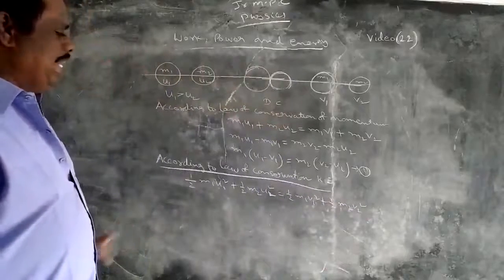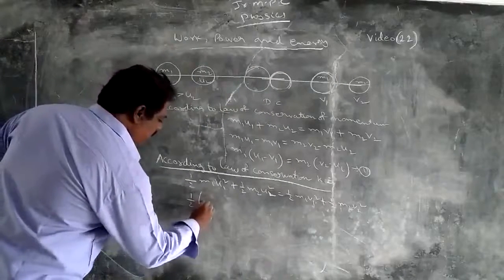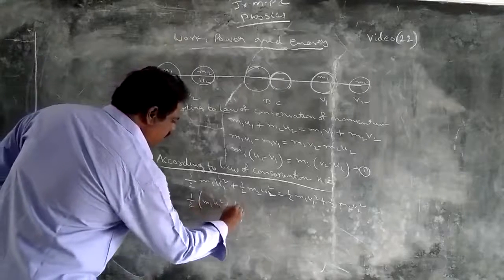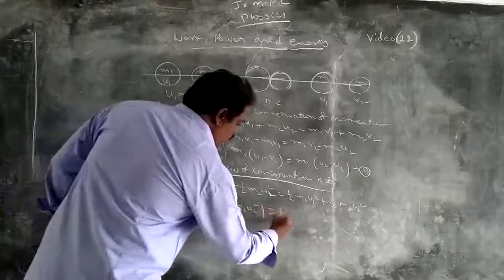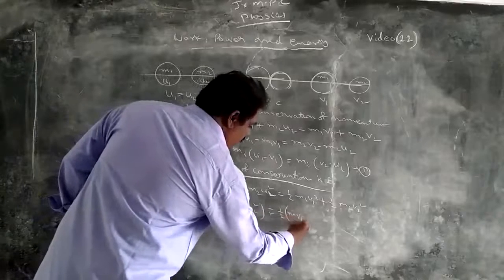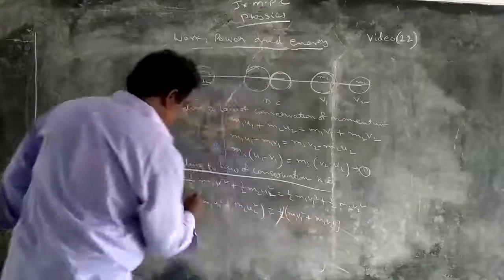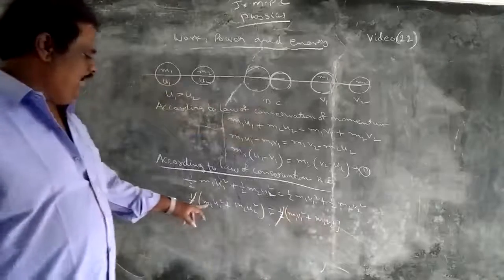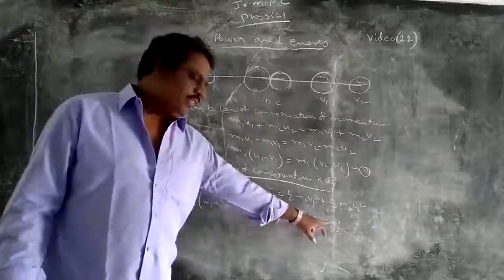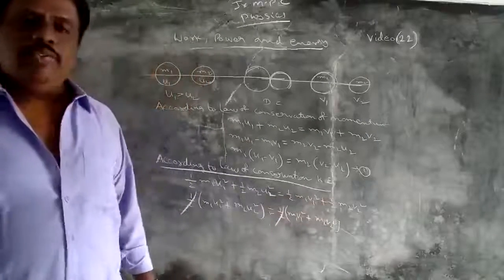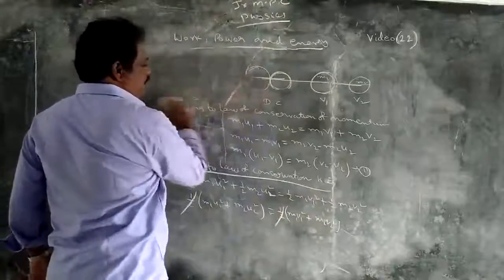So the half will be cancelled. We can take the half as common. Then it becomes half of (m1 u1 squared plus m2 u2 squared). Here also half is common: m1 v1 squared plus m2 v2 squared. Half will be cancelled. Then the formula becomes m1 u1 squared plus m2 u2 squared is equal to m1 v1 squared plus m2 v2 squared. So we will continue. I will rearrange this equation.